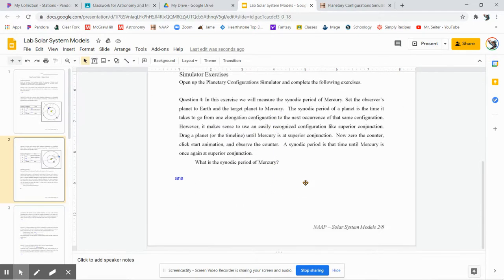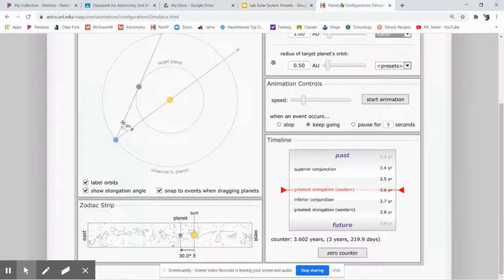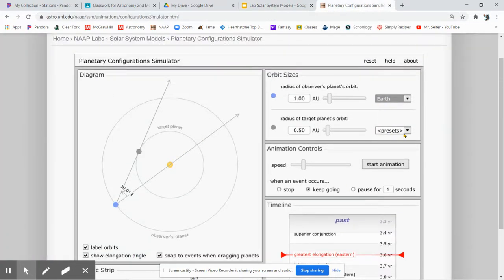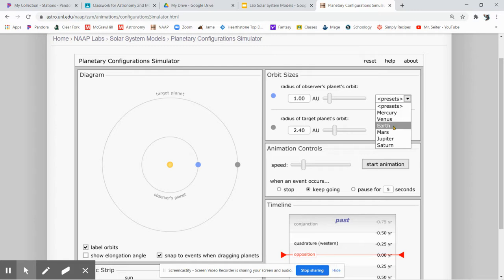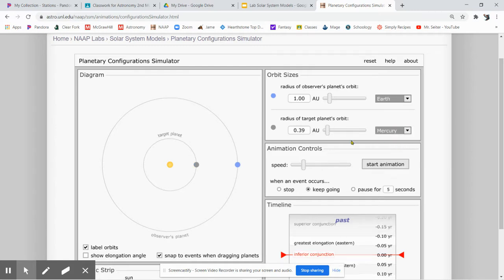All right. So now question 4. In this exercise, we'll measure the synodic period of Mercury. Set the observer's planet to Earth and the target planet to Mercury. Earth. And the target planet will be Mercury. Okay, there we go. Let's just reset everything. Earth, Mercury. There we go.